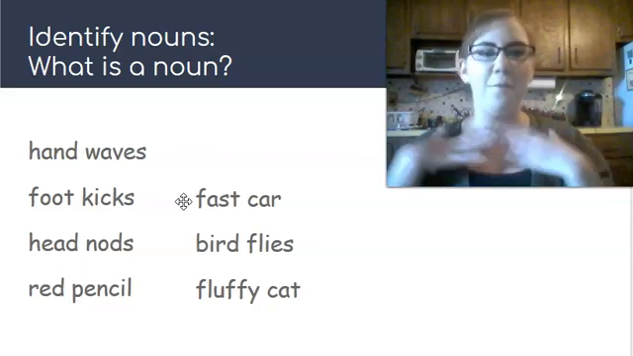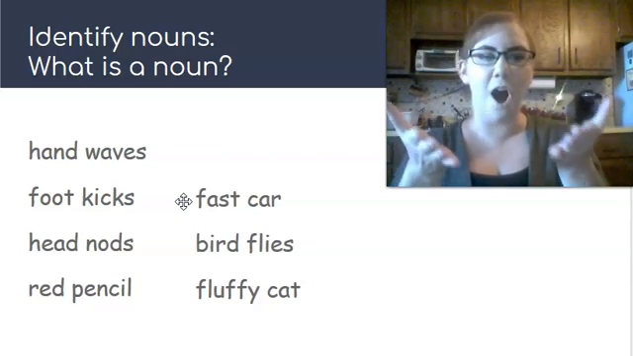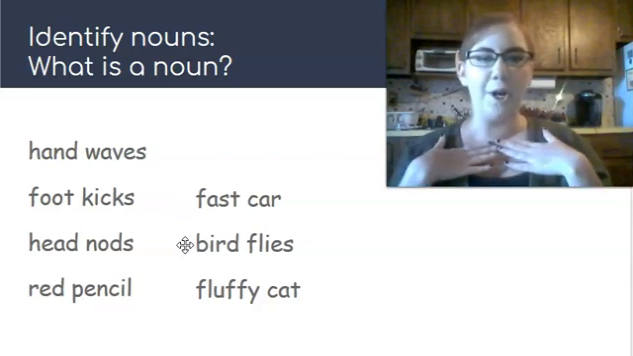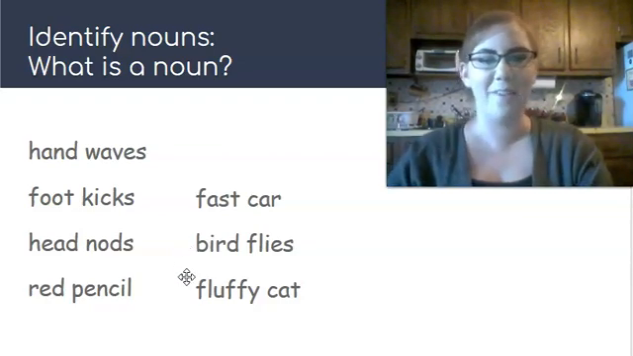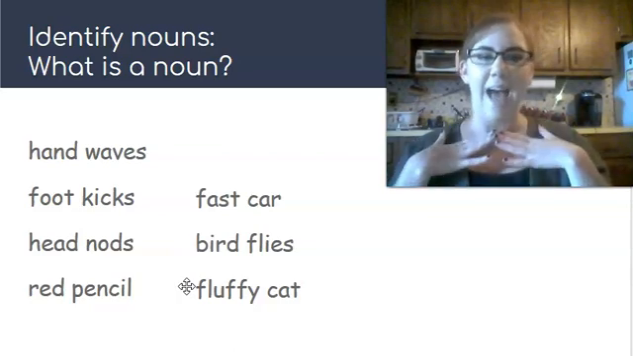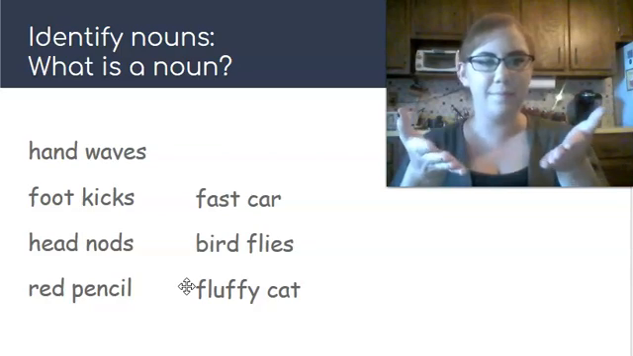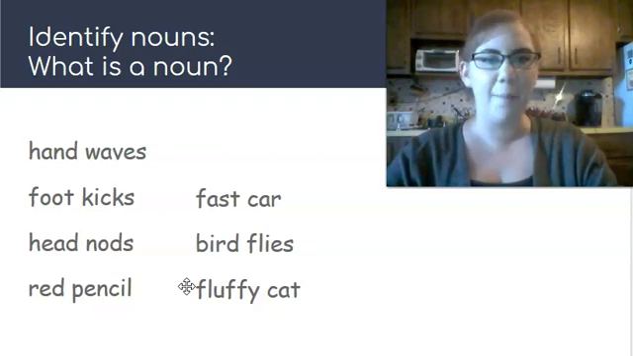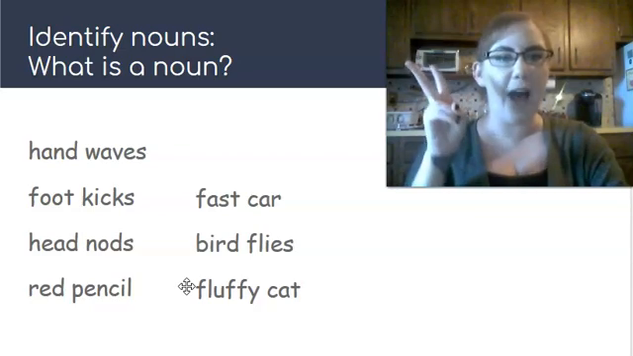Next one, fast car. Car is a thing or a noun. Bird flies. Bird is a thing. Last one, fluffy cat. A cat is a thing. Now remember, a noun is something that names a person or a thing.